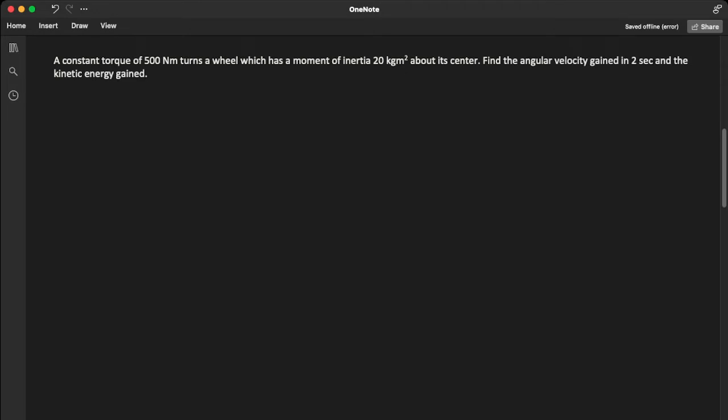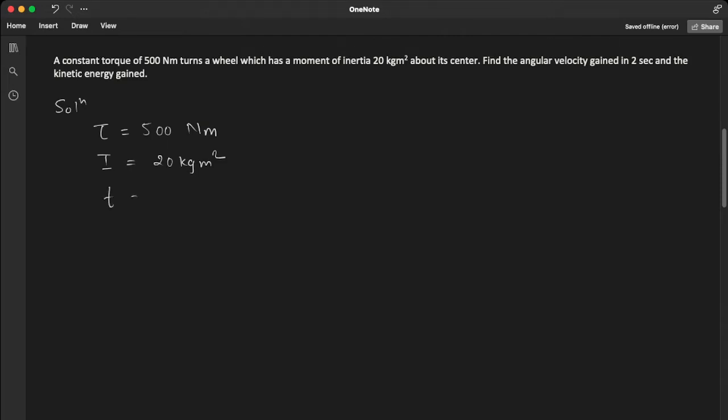We are here with our second question. A constant torque of 500 Newton meter turns a wheel which has a moment of inertia 20 kg meter square about its center. Find the angular velocity gained in 2 seconds and the kinetic energy gained. So here the given items are torque equal to 500 Newton meter and moment of inertia 20 kg meter square.